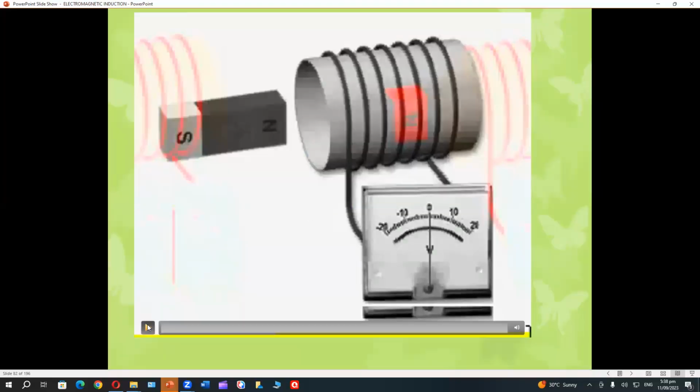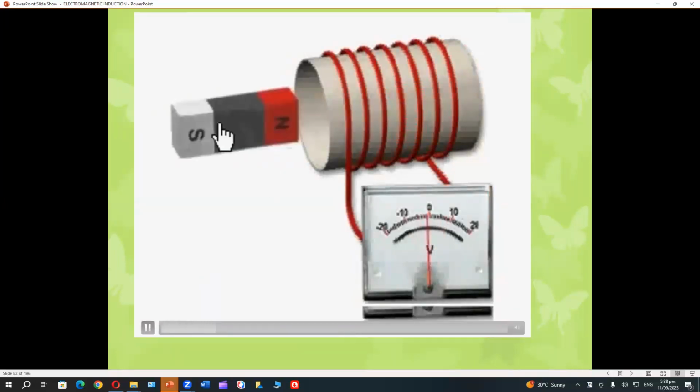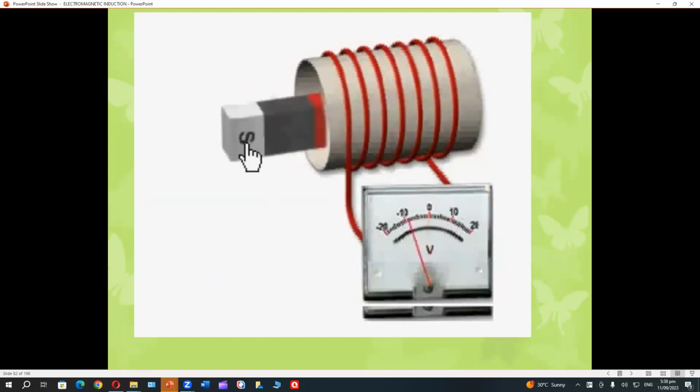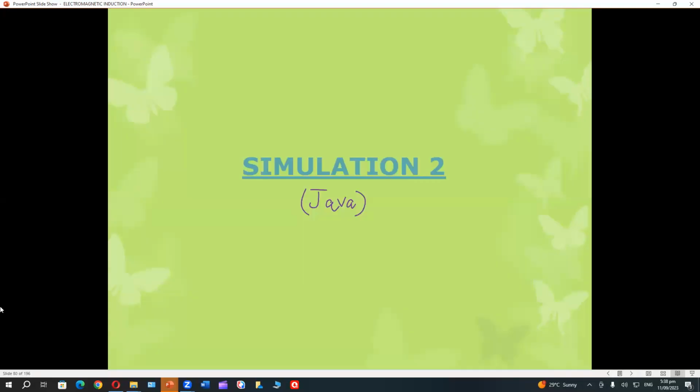This is also a very nice animation if you see. This is the concept of an iron core. There is an iron core inside the solenoid. And look, due to the iron core, the magnetic effect is stronger. The iron core is enhancing the magnetic effect.